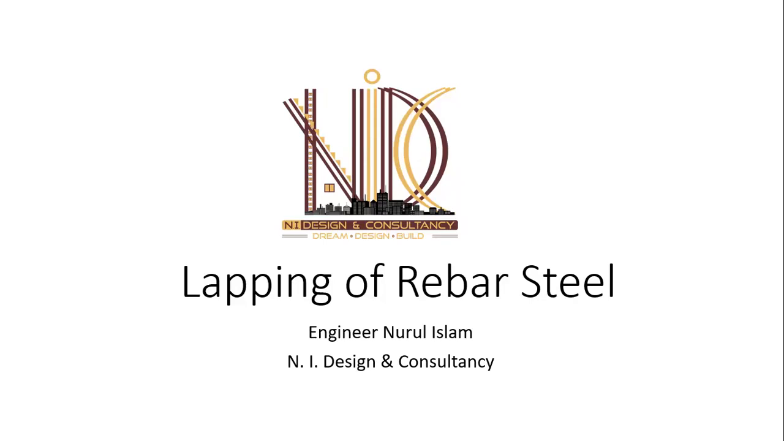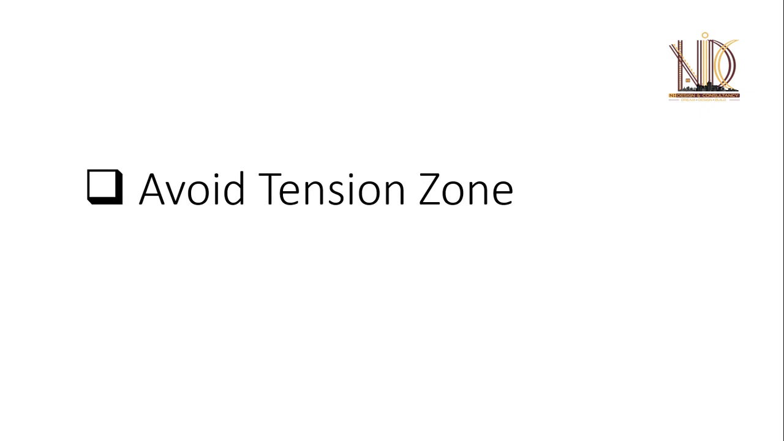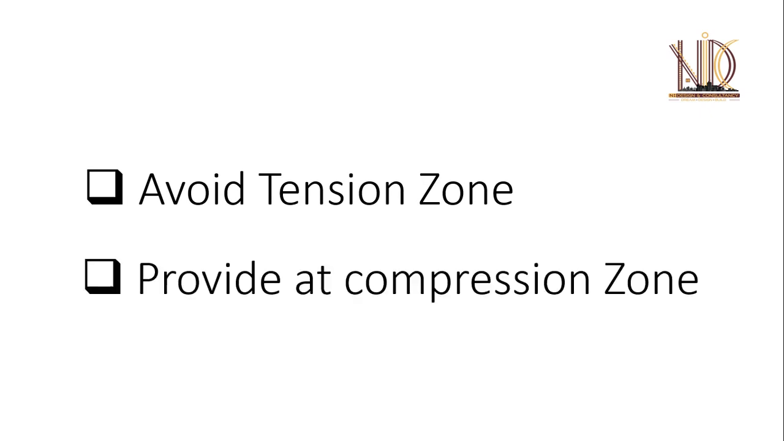In this video, I will talk about overlapping of deformed bar of rebar steel. At first we have to understand what is the lapping zone. Actually, lapping zone is that zone where we can usually overlap safely. That is why we say to avoid the tension zone for lapping and provide it at the compression zone.